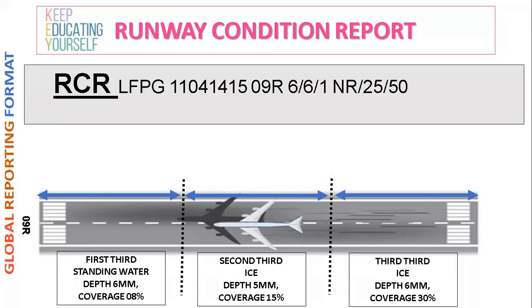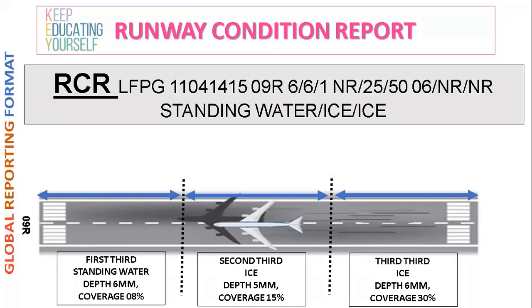A runway condition report, first it will come, then the aerodrome location indicator, that is Lima Foxtrot Papa Golf. Then date and time of observation in UTC, 11 month, 04 date, 1415 UTC. Then runway 09 right, the lower designator will always come. Now you see the runway condition code is given 661.